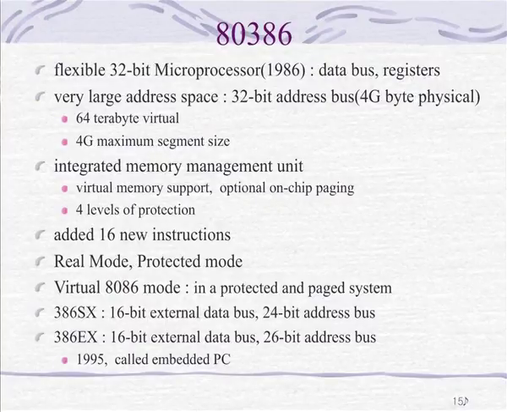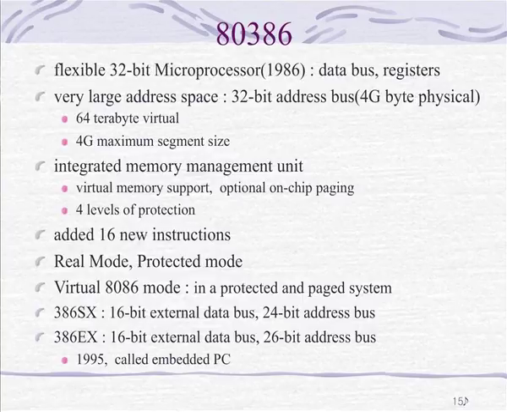Now after this 80286, the next processor that came into existence was 80386. It is a flexible 32-bit microprocessor. It was developed in the year 1986. It had its own data bus and registers. It has a very large address space as it uses a 32-bit address bus. Using this 32-bit address bus, it can access about 4 gigabytes of physical memory, a huge amount of memory.